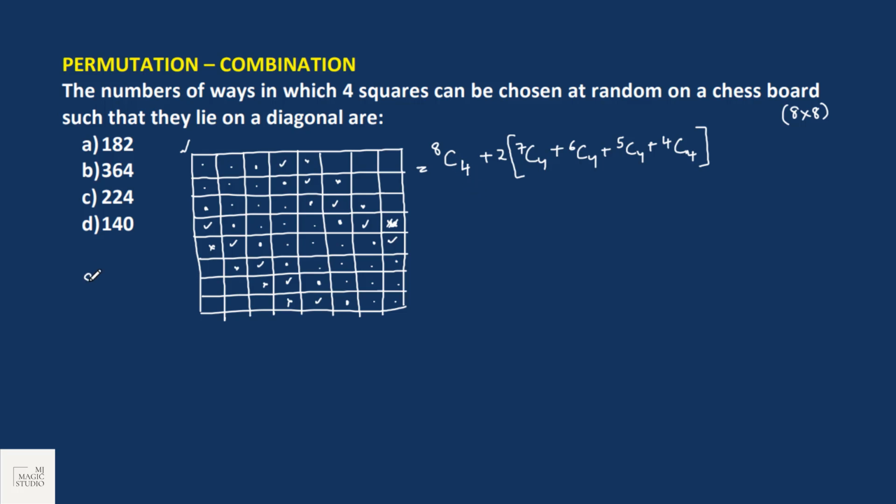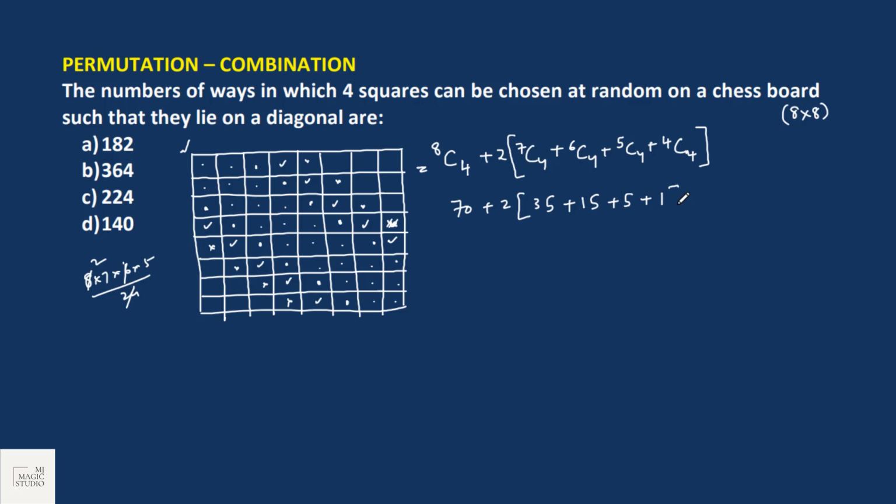Let's solve this. Okay, 8C4 is 8 into 7 into 6 into 5 by factorial 4, which is 24. 6, 4, 2. That is 7 into 10, 70, plus 2 into 7C3, 35, plus 6C4, 5 into 3, 15.